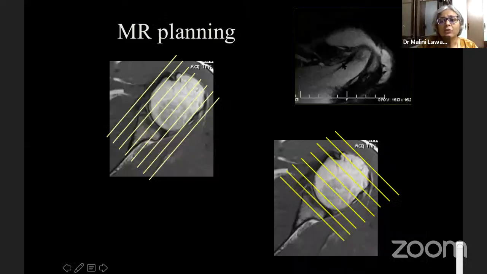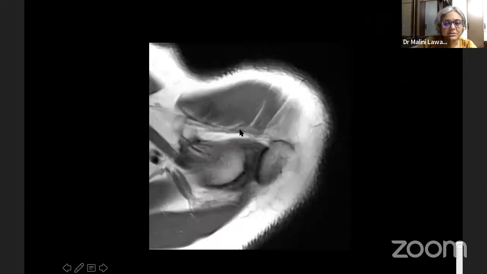If one cannot make out the supraspinatus muscle and tendon like we can see here, we can use the glenohumeral joint line. So this is the glenohumeral joint line, and you can plan the coronal images perpendicular to it. Sagittal images can be planned parallel to the glenohumeral joint line. This is important because if you obtain straight coronal without this angulation, it becomes very difficult to make out the anatomy and pathologies. So a quick recap through the anatomy.